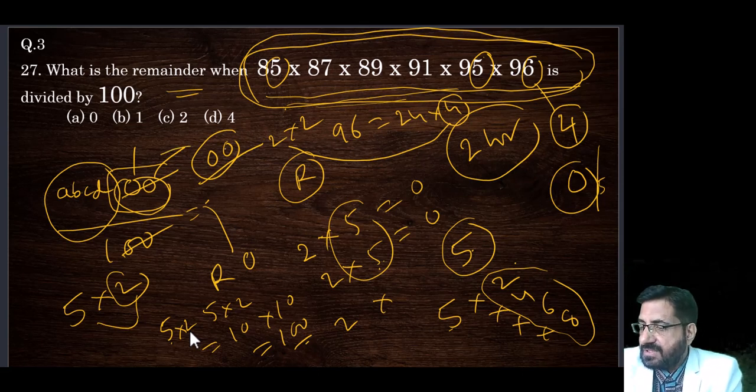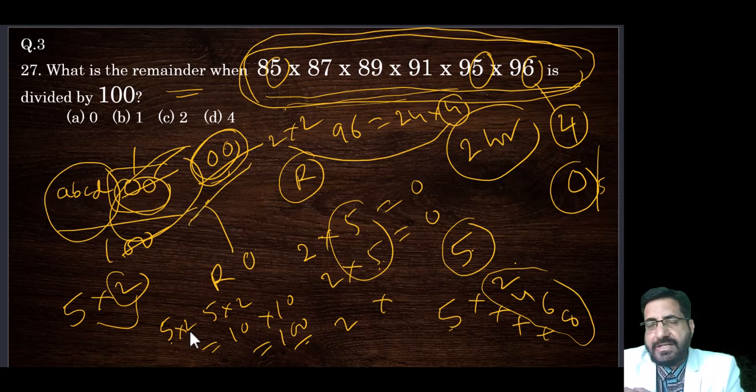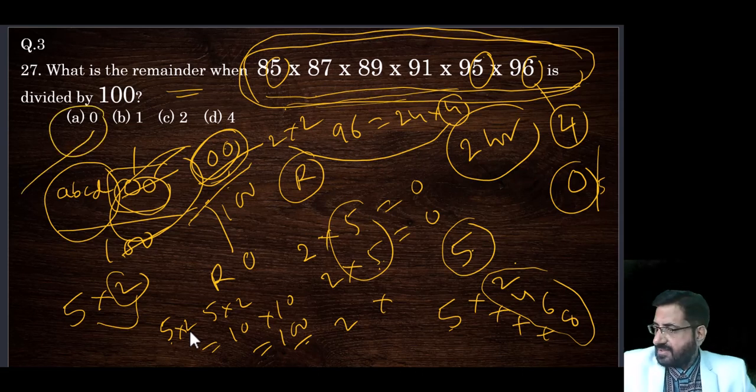So whatever be the other digits, I am not bothered about it. I want only 2 zeros at the end. I got it. So this can be divisible by 100 and it's not giving any remainder. That means remainder is 0. That should be your answer. Okay.